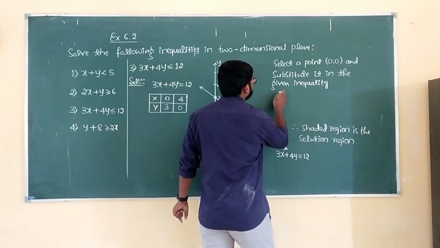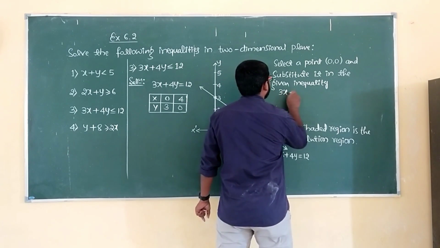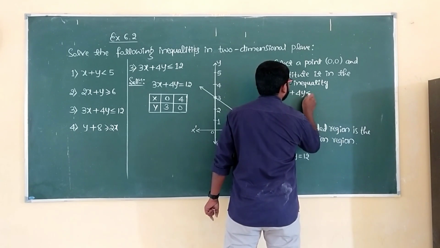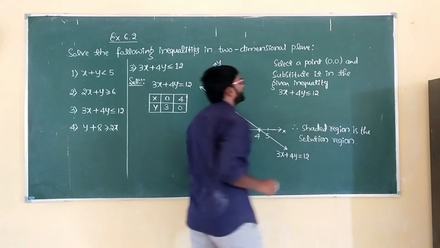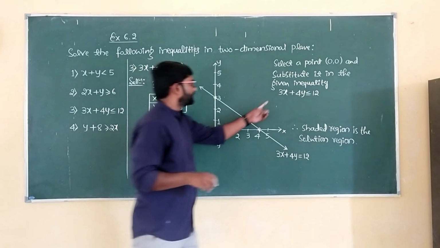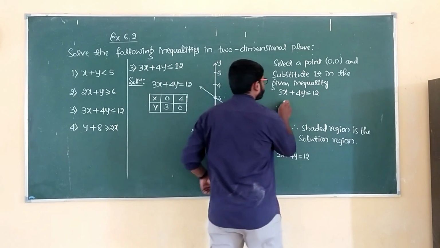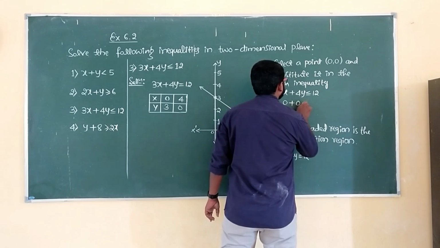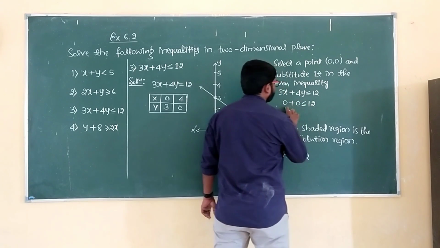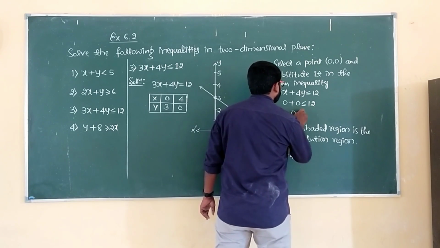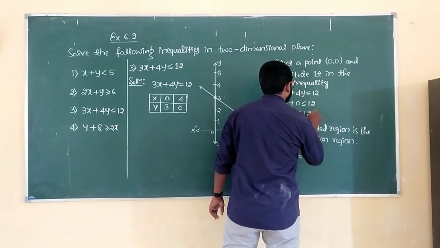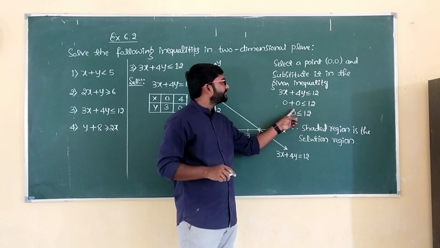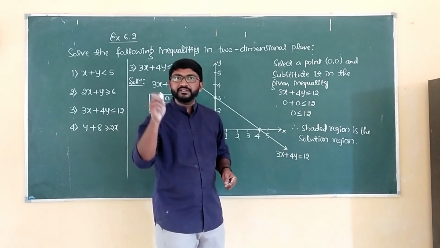Write the inequality here: 3x plus 4y less than or equal to 12. Now x is 0, y is 0. So 3 into 0 becomes 0, then plus 4 into 0 is again 0, less than or equal to 12. 0 plus 0 is 0, less than or equal to 12. Or else read from this side: 12 greater than 0, which is true.